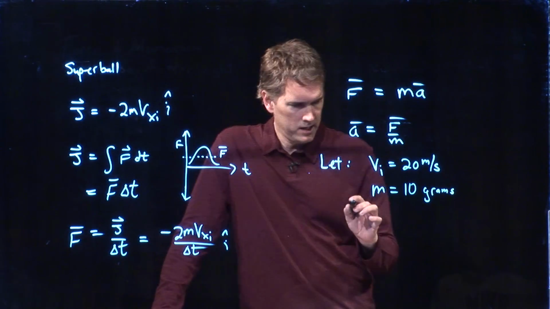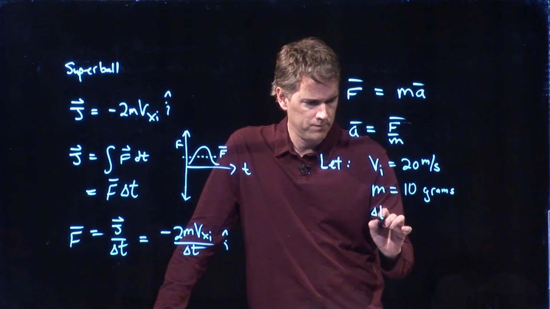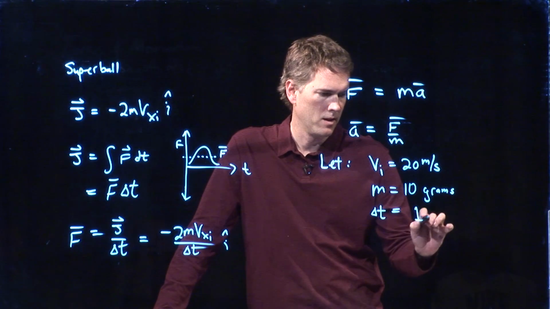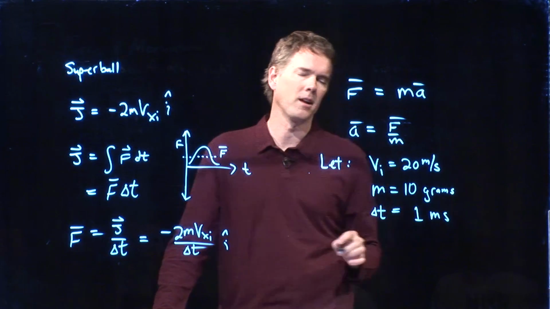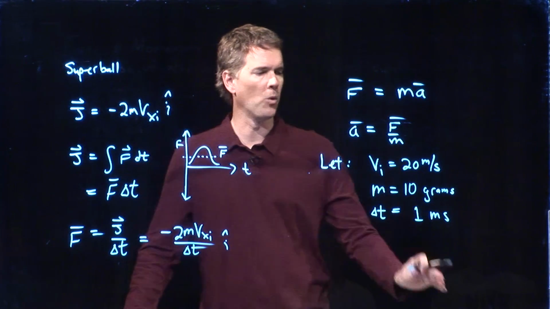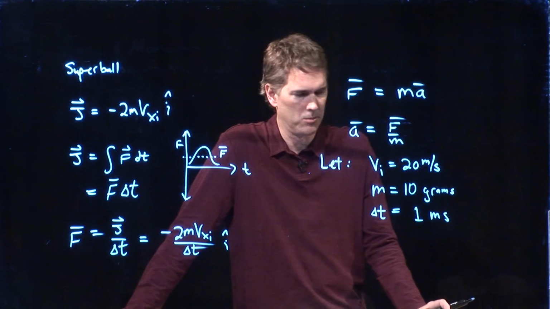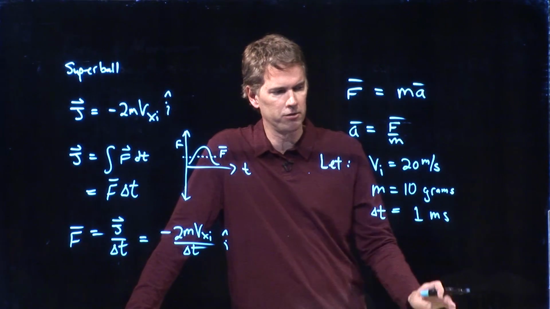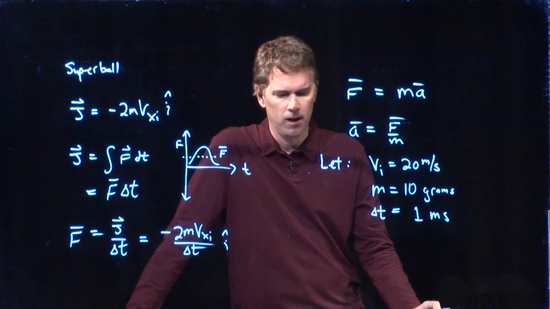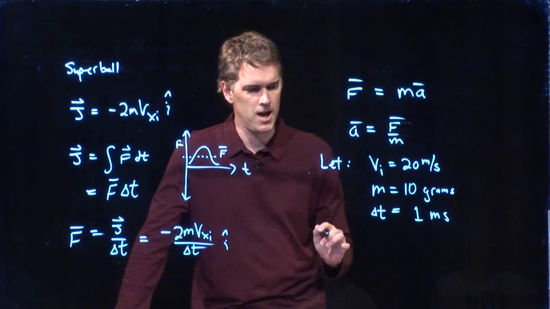And let's say that it's in contact with the wall for, let's try 1 millisecond. We had some other numbers earlier, but let's try 1 millisecond. That's a decent number to start with for how long a superball is in contact with the wall. And now let's calculate J.